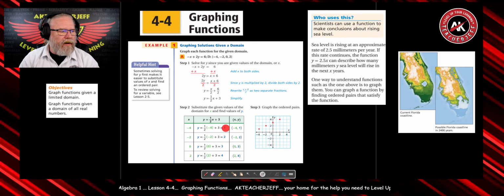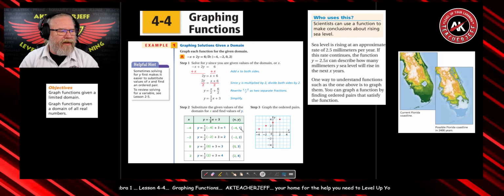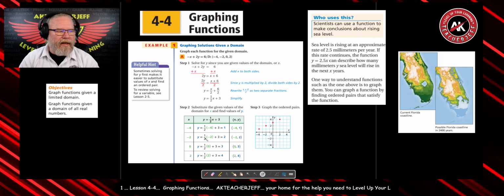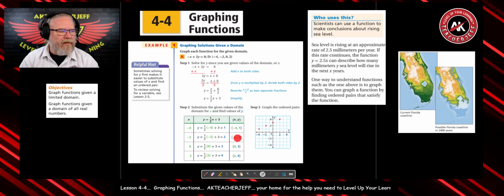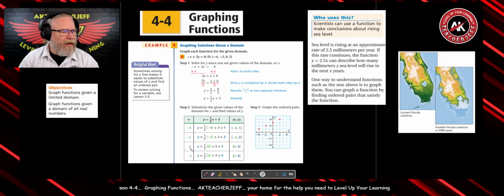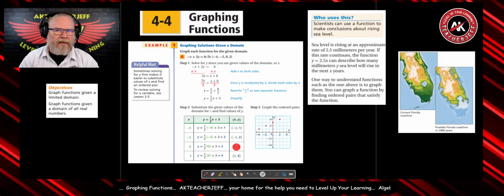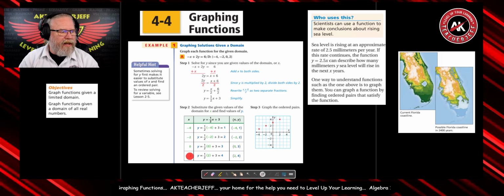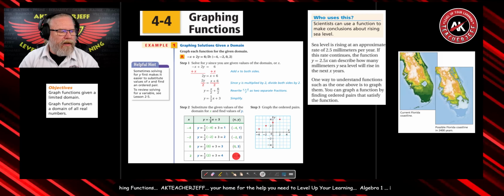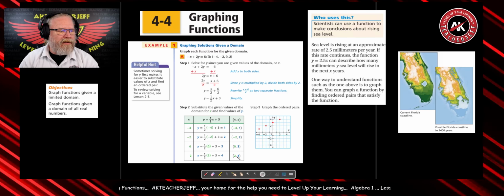Input of negative 4, output of 1. Here we have negative 4, 1. Input negative 2, output positive 2. So we get negative 2, 2. Input of 0 and output of 3. So we have the ordered pair 0, 3. And then finally an input of 2 and an output of 4, our last ordered pair of 2, 4.